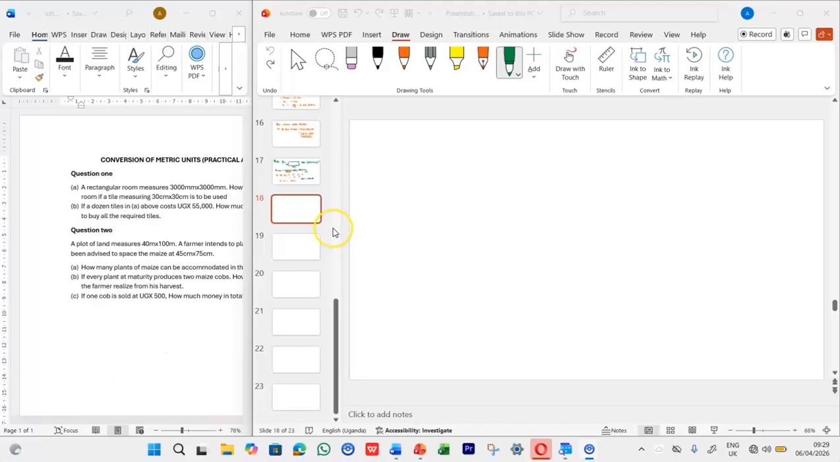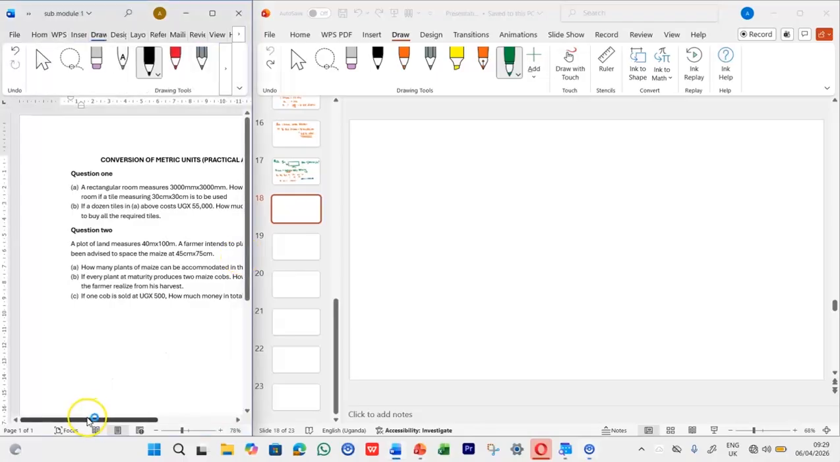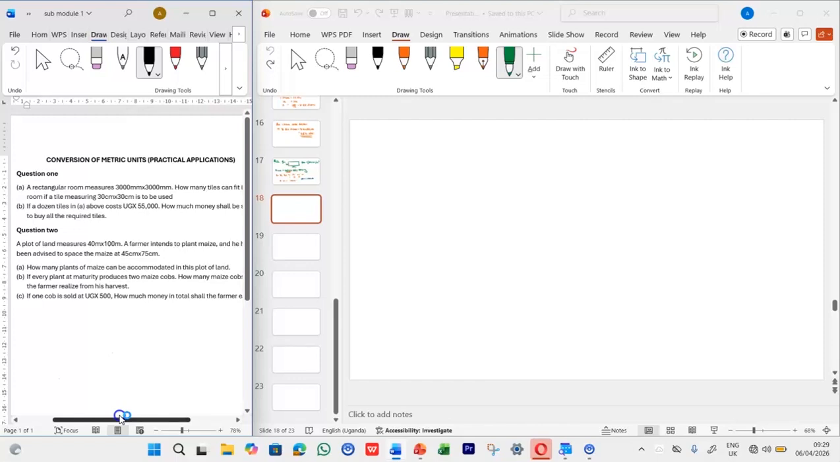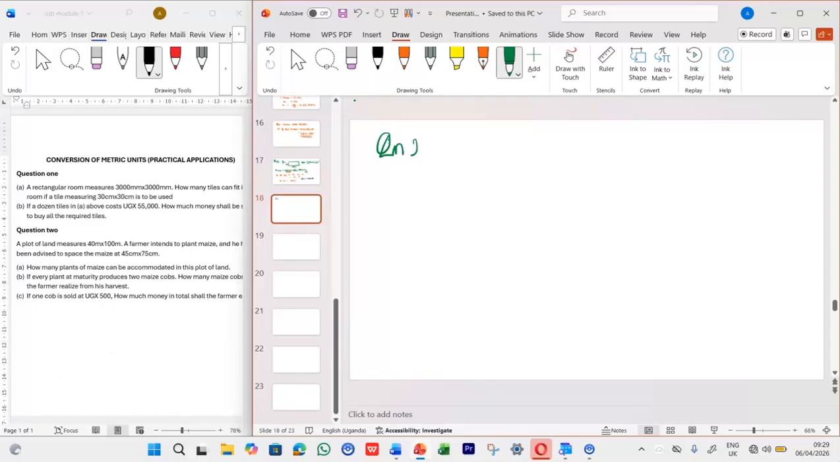This is a continuation of our previous lesson in which we are trying to look at practical applications of conversion of metric units. I am your teacher, and in today's lesson we are going to look at our question number 2. Our question number 2 is saying a plot of land is measuring 40 by 40 meters. So this is our question number 2.